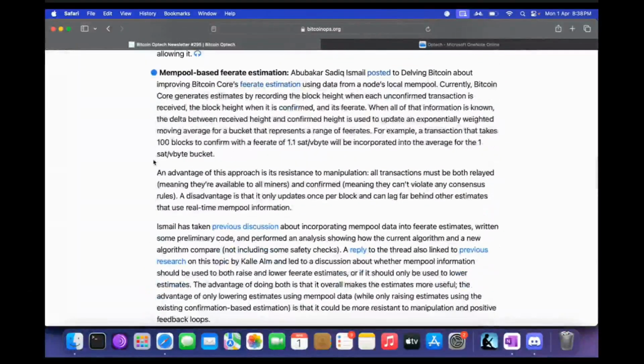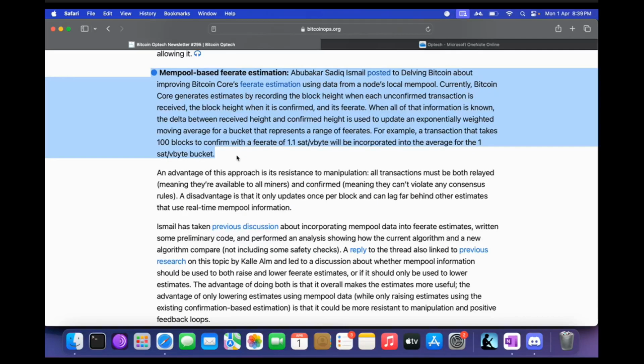Okay. So the third one is mempool-based fee rate estimation. Abubakar Sadiq Ismail posted to Delving Bitcoin about improving Bitcoin Core's fee rate estimation using the data from a node's local mempool. Currently, Bitcoin Core generates estimates by recording the block height when each confirmed transaction is received, the block height when it is confirmed, and its fee rate.